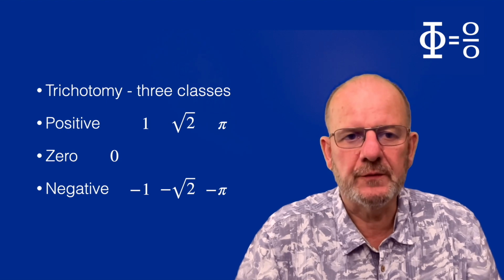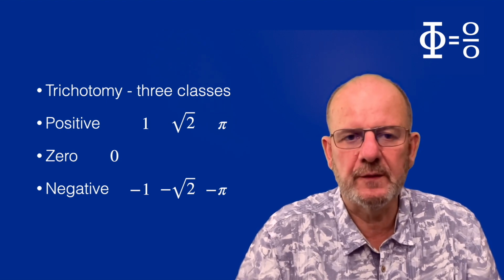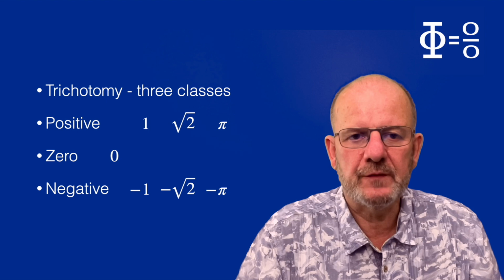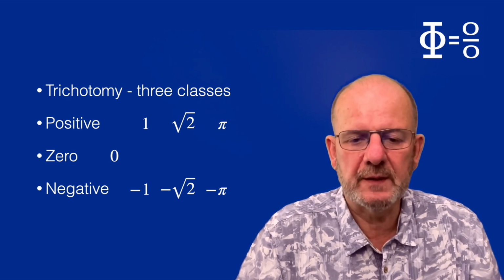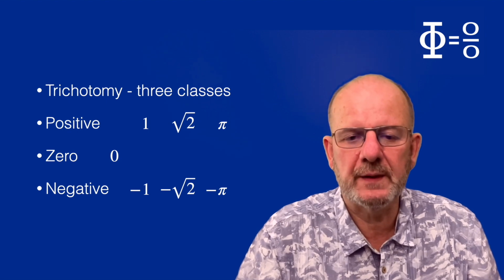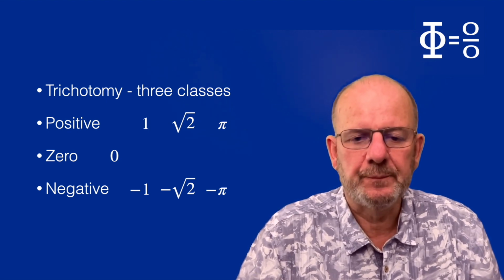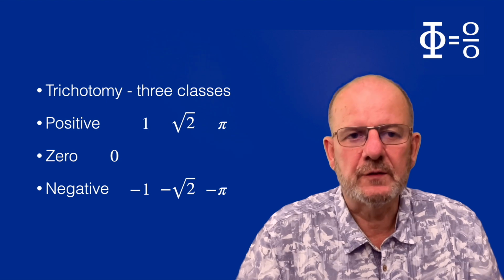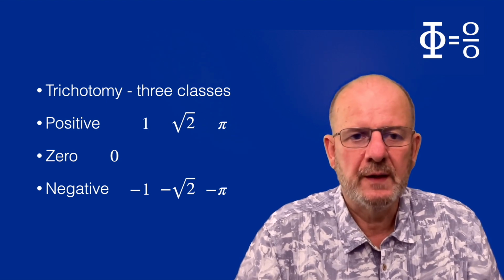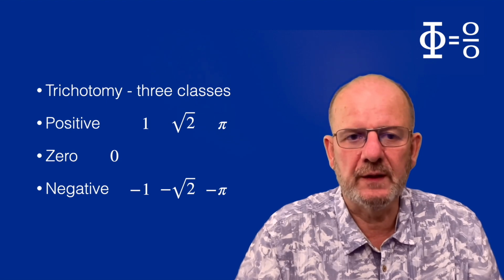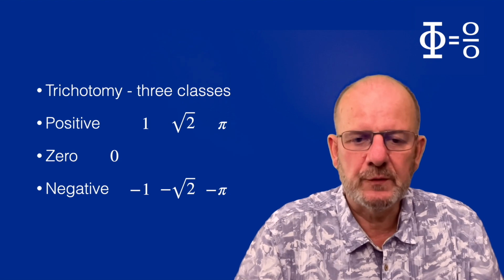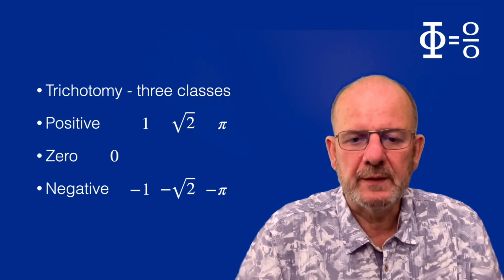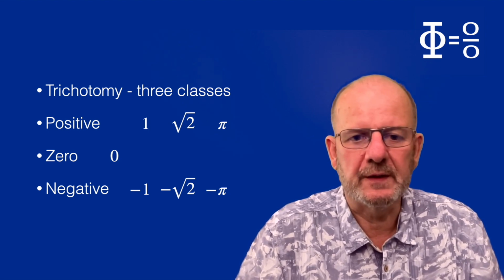English speakers do it differently. We have a trichotomy of three classes. Positive numbers like 1, root 2 and pi, negative numbers like -1, minus root 2, minus pi, and 0 itself. In fact, there's an international agreement that says the strictly positive numbers are all greater than 0, the strictly negative numbers are all less than 0, and 0 is just itself. It promotes international harmony, but transmathematicians do it differently.